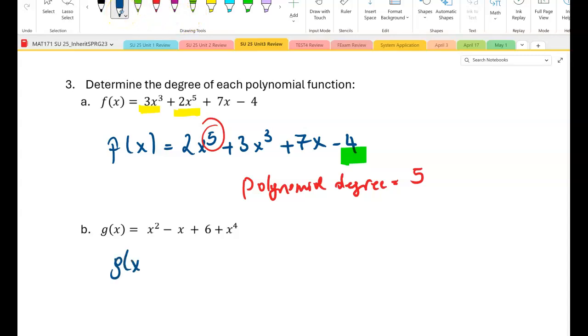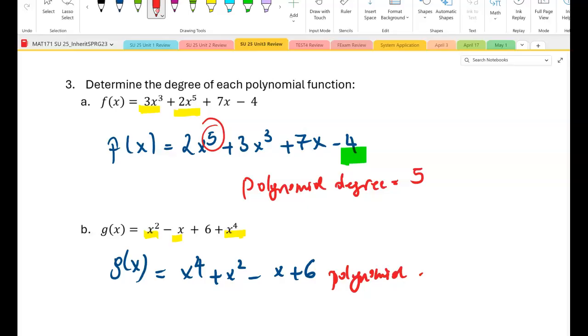So g of x, clearly it's not in standard form. We have a fourth degree here, second and first degree there. So then it will be x to the fourth, x squared minus x plus 6. Then the polynomial degree will be equal to 4.